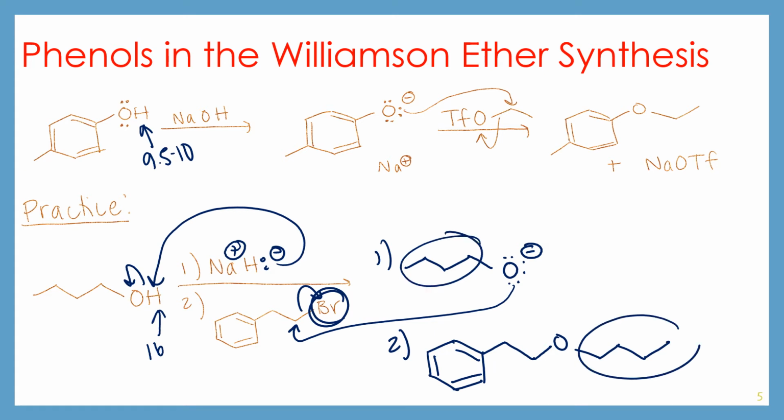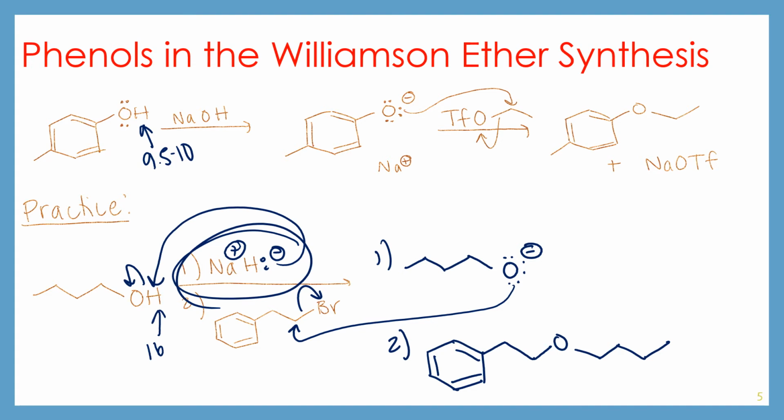So all 4 carbons here. So this is a really straightforward way of making an asymmetric ether. And it's just an SN2 reaction, with a small update that you have to make your nucleophile first through deprotonation.